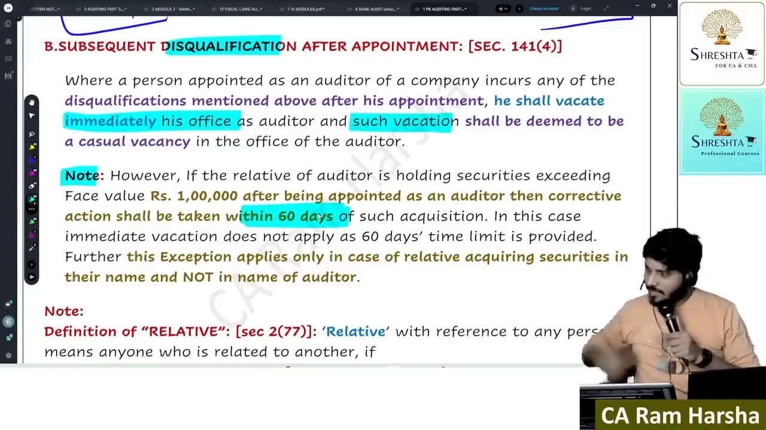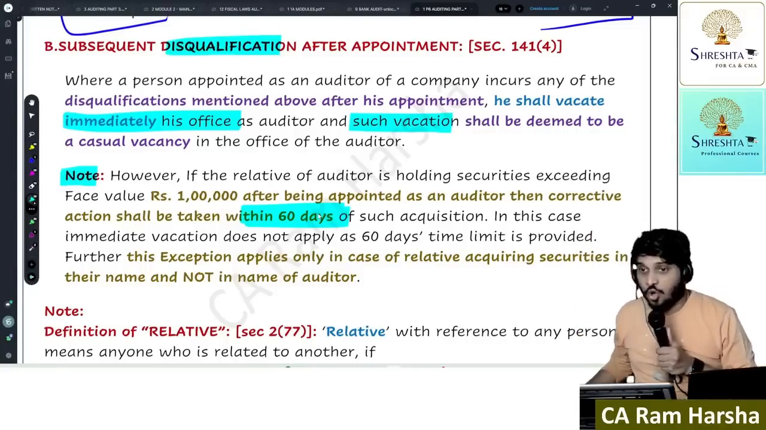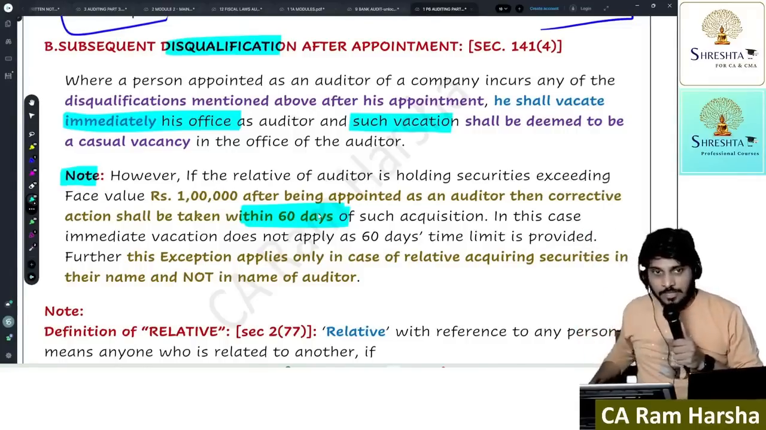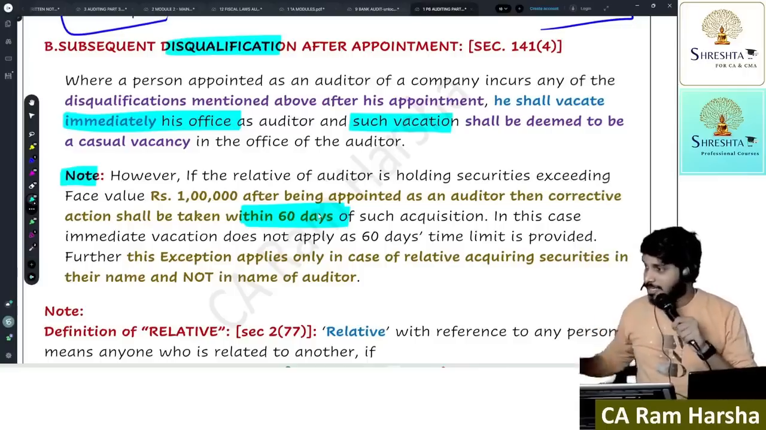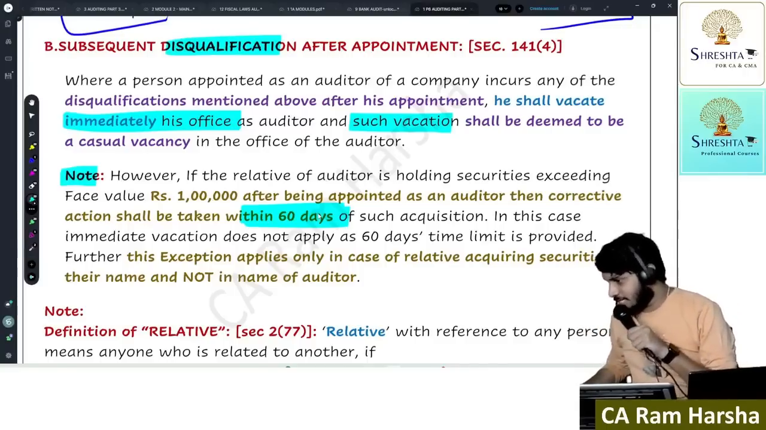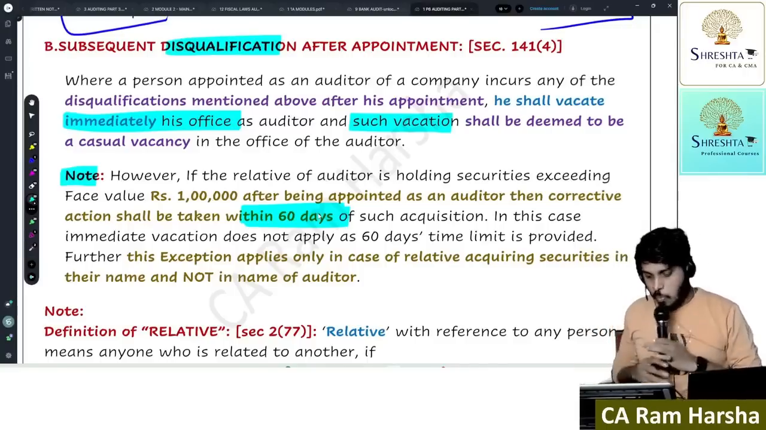Then continue as an auditor. If 60 days are over and you still didn't rectify, on the 61st day you have to vacate. Be able to understand, all of you, the logic. Next.